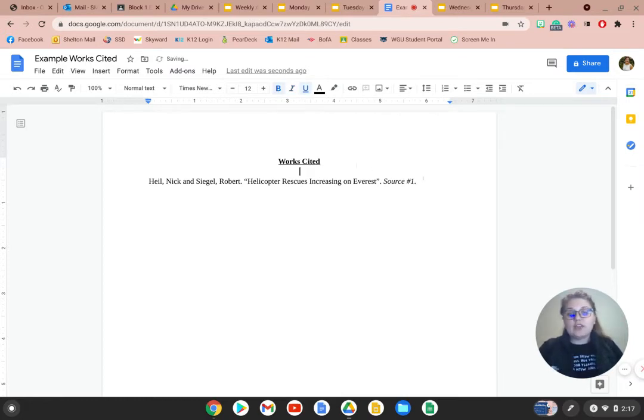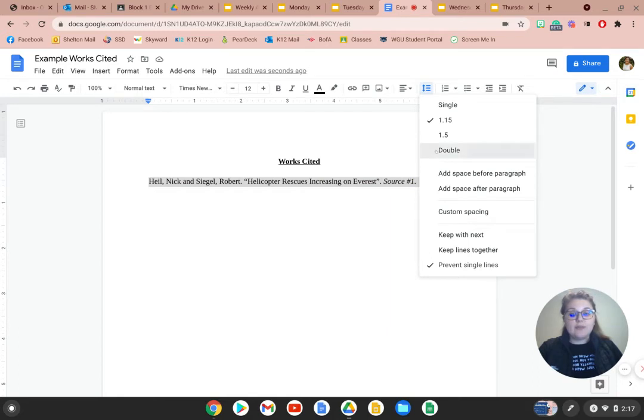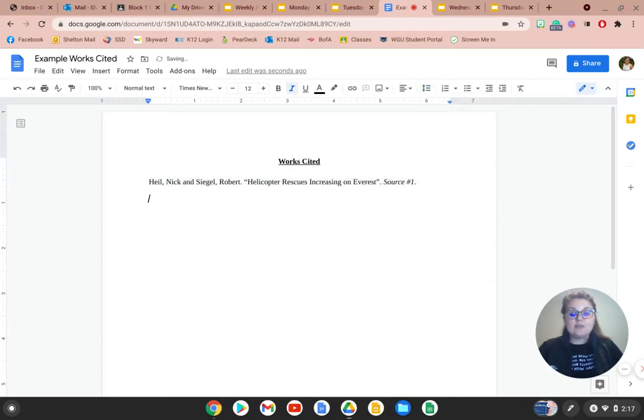Now, when you're working with a works cited, you want to make sure it's double spaced. So you're going to go up to this line spacing button and you're going to hit double, and then you'll hit the enter button. And now we're going to start with our next source. So source 2, if we go back to Google Classroom, source 2 is "Why Everest" by Guy Moreau. So this one will start with Moreau. Make sure you spell their names right. So Moreau, comma, Guy. And then this is "Why Everest."